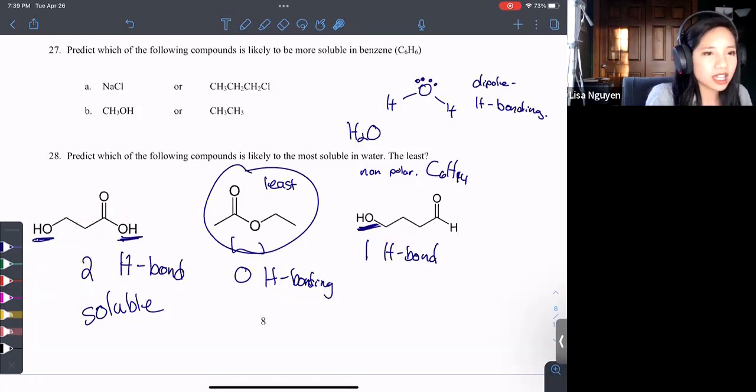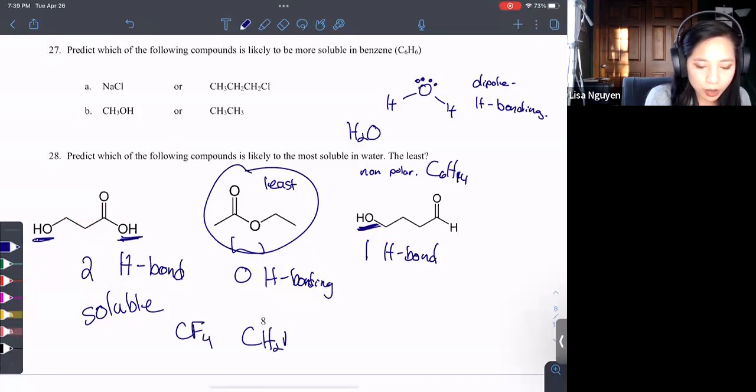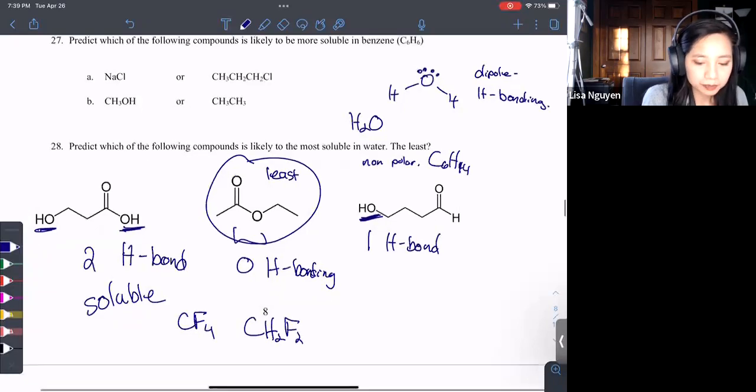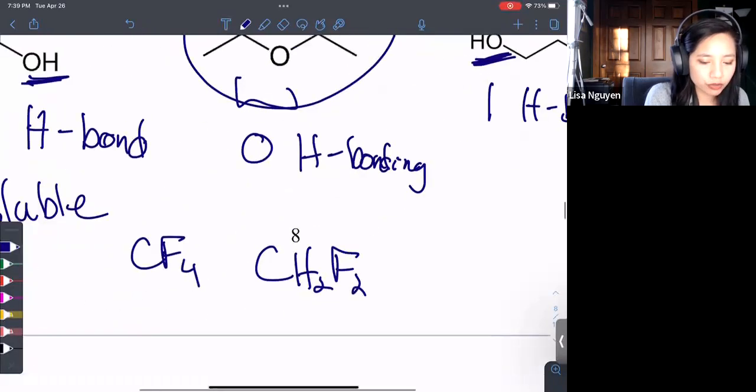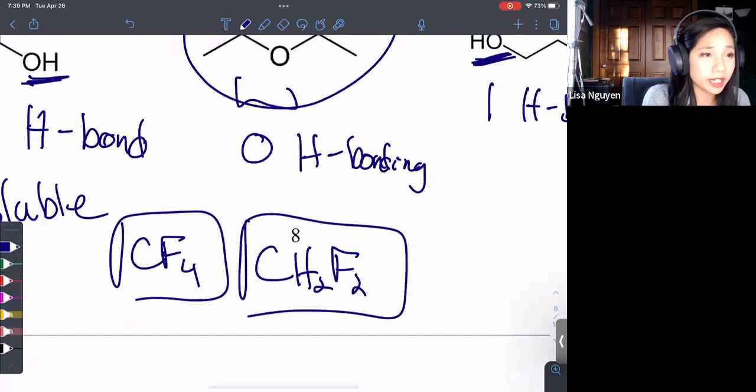I would use things that were more non-polar, like CF4, CH2F2, or something like that. And I'd ask you, okay, which of these would be more soluble in hexane? It would be this one because it's nonpolar if you draw out the Lewis structure.